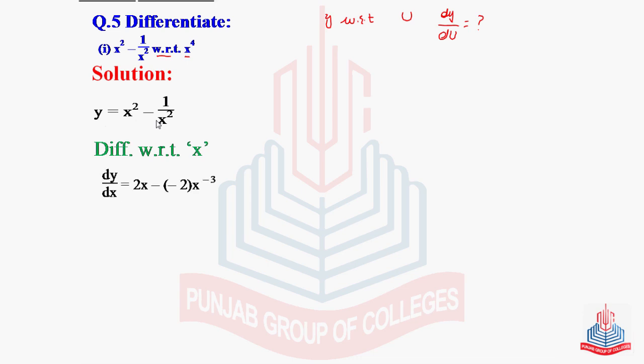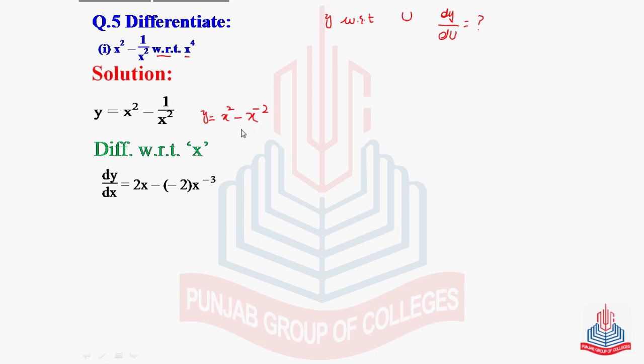So now dy by dx is equal to derivative of x square, which will be 2x, and derivative of 1 over x square. Actually we are doing here y is equal to x square minus 1 over x square, which can be written as x raised to the power minus 2. So when we apply differentiation on this, that will become dy by dx on the left hand side, and on the right hand side we apply derivative to both of these terms separately.